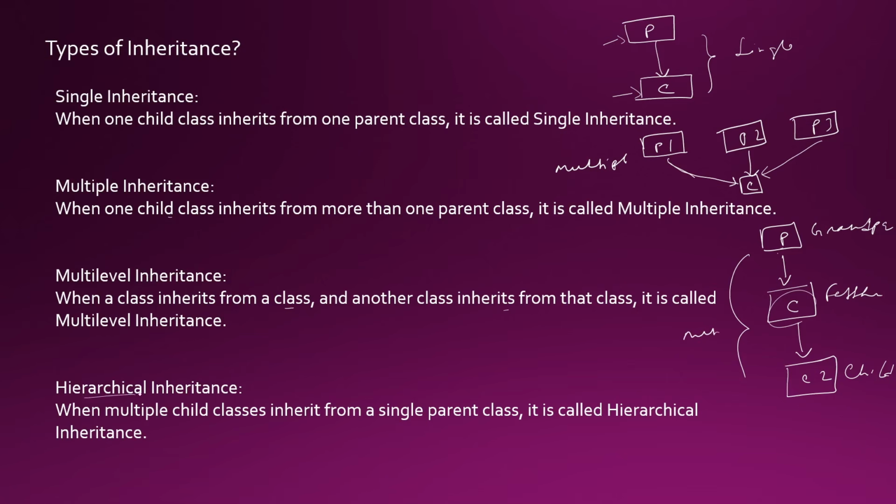Hierarchical inheritance. When multiple child classes inherit from a single parent class, it is called hierarchical inheritance. That means I have one parent class. Now from this parent class, this child class 1, child class 2, child class 3, and so on. When there is only a single parent class and multiple child classes, and all the child classes are inheriting all the properties from a single parent class, that is called hierarchical inheritance.